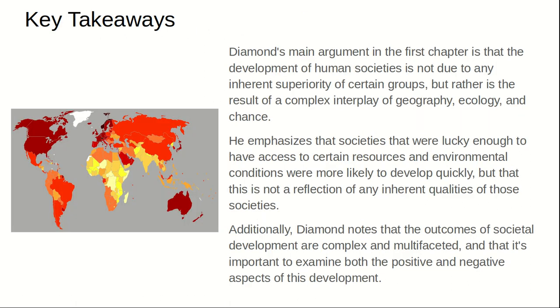Key takeaways. Diamond's main argument in the first chapter is that the development of human societies is not due to any inherent superiority of certain groups, but rather is the result of a complex interplay of geography, ecology, and chance. He emphasizes that societies that were lucky enough to have access to certain resources and environmental conditions were more likely to develop quickly, but that this is not a reflection of any inherent qualities of those societies. Additionally, Diamond notes that the outcomes of societal development are complex and multifaceted, and that it's important to examine both the positive and negative aspects of this development.